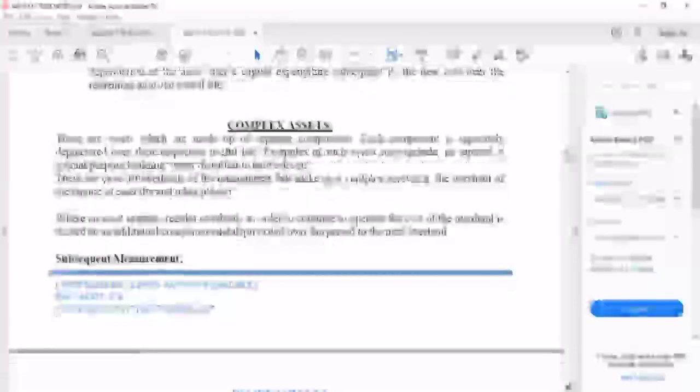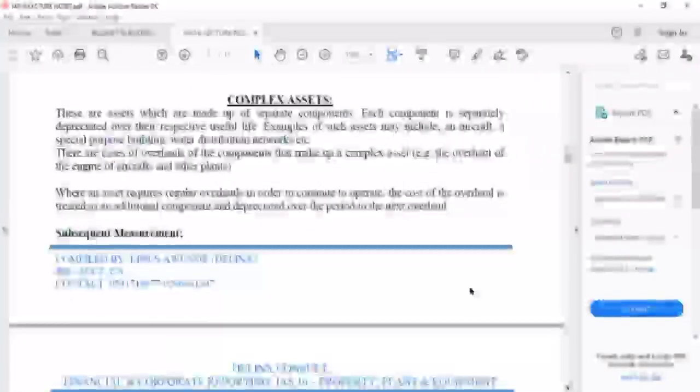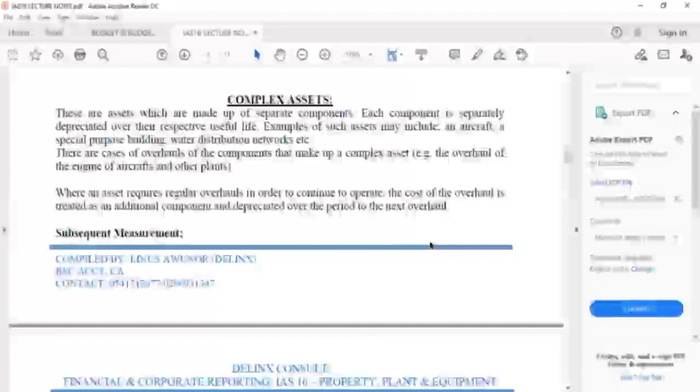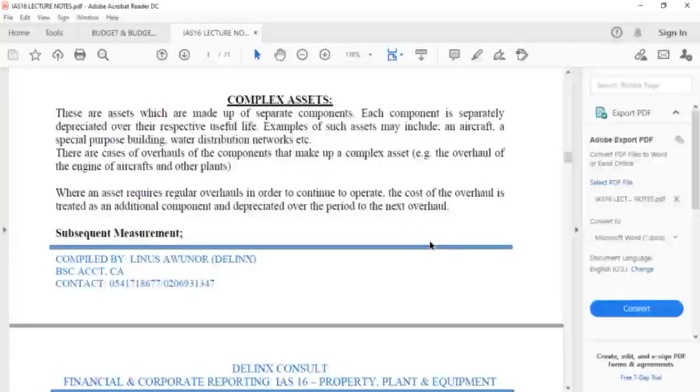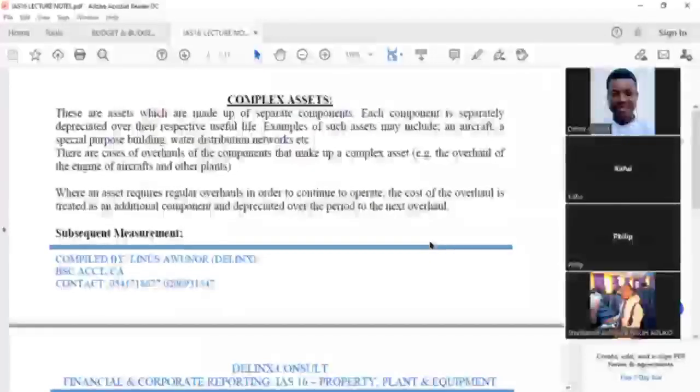Yes. Complex assets. Someone can classify a building as a complex asset. You see the air conditioner, the person will say it's a separate asset on its own with a different useful life, isn't it? Someone can also say the building is a separate item on its own with a separate useful life. Someone can also say the fixtures and furniture are also separate assets with what?